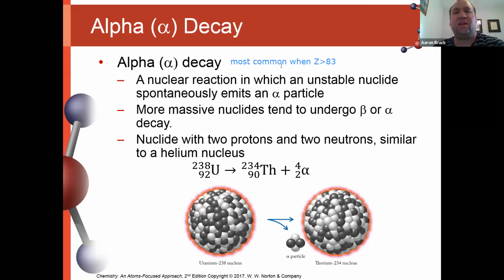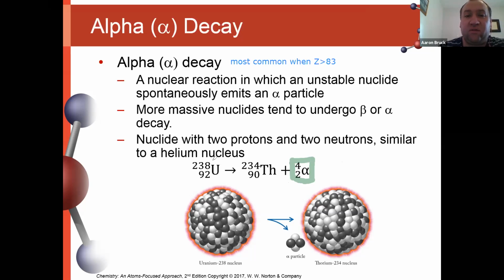Alpha decay is when an unstable nucleus undergoes a nuclear reaction that emits an alpha particle. The alpha particle is this one right here. Alpha particles are massive radioactive particles. What you have is a nucleus that has 2 protons and 2 neutrons. So in a lot of ways, it's very similar to a helium nucleus. The primary difference between an alpha particle and helium is that the alpha particle has no electrons, whereas helium usually will have 2.